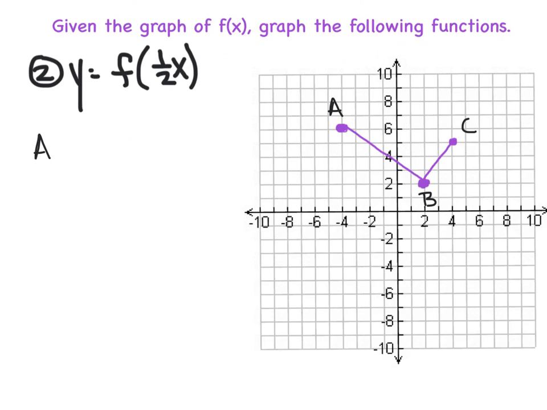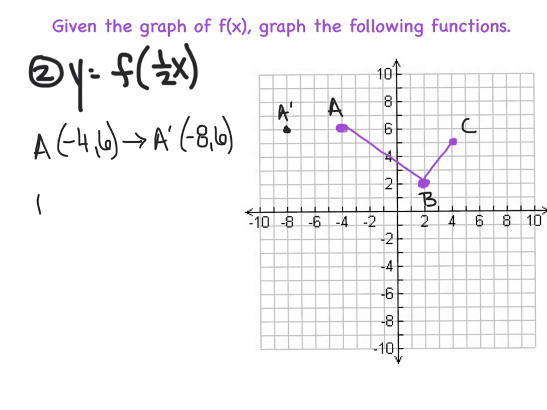So point A is -4, 6. I'm dividing the x-coordinate by 1/2, which makes it -8, 6. So that new point is going to be right here. We'll call that A prime.